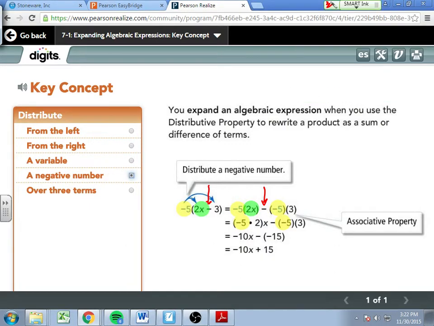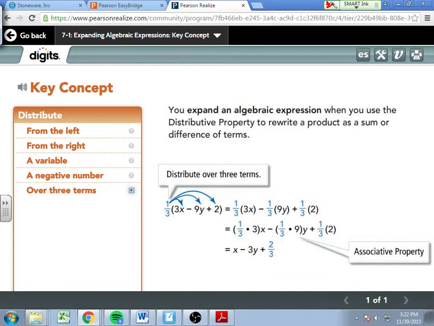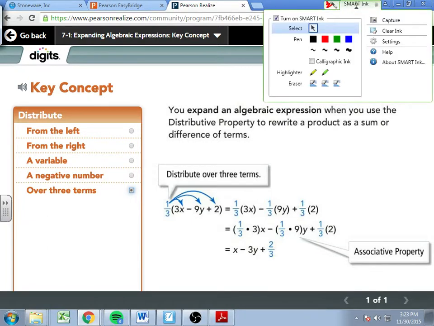No matter how many terms there are, you will not see a lot of these this year, but no matter how many terms there are, we distribute to every term in the parentheses. So if there's 19 terms in the parentheses, you distribute and have 19 arrows, each arrow showing a multiplication. This all makes sense? Yeah. Questions on any of this?